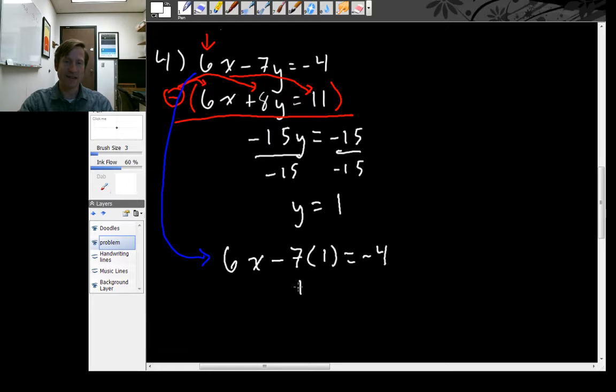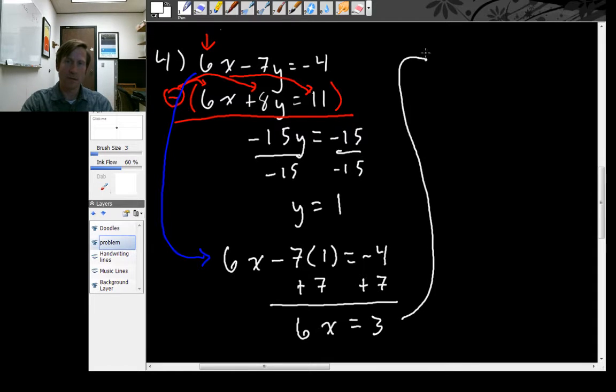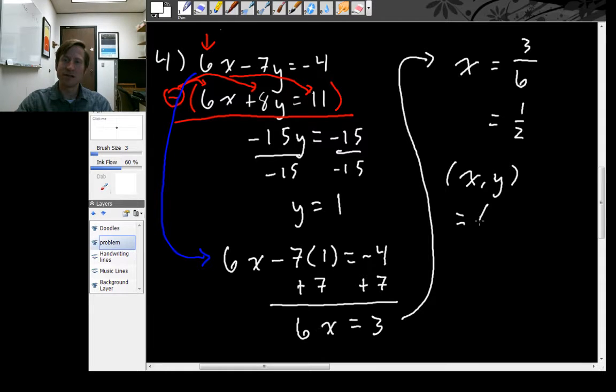Okay, so let's add 7 to both sides. We get 6x equals negative 4 plus 7, that's 3. And now we can divide by 6. x equals 3 over 6, and that's a half. So x is a half. So our solution for this one, x comma y, is 1/2 for x and 1 for y.